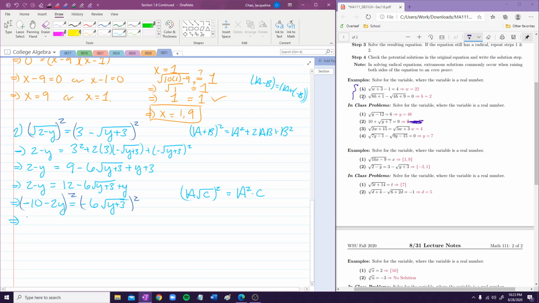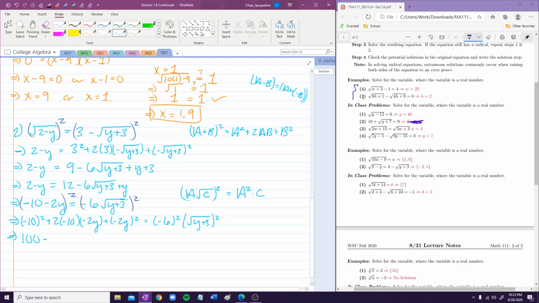Right, so let's go ahead and FOIL this. Again, this is a perfect square trinomial. So this is negative 10 quantity squared plus 2 times negative 10 times negative 2y plus negative 2y quantity squared. Right, and this is going to be negative 6 squared, and this is the square root of y plus 3 quantity squared. This step was just to show you all the calculations that we're doing. You don't have to write this step. You can immediately go to the one I'm about to write.